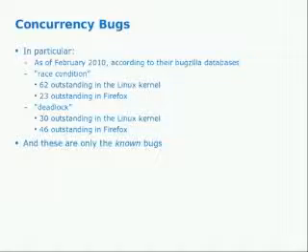So concurrency bugs are a big problem. If you go and look in Bugzilla databases in major pieces of open source software, you can get the numbers. In particular, as of February, there were 62 outstanding known race conditions in the Linux kernel and 23 outstanding known race conditions in Firefox, and 30 outstanding known deadlocks in the Linux kernel, and 46 known outstanding deadlocks in Firefox. And these are just the known bugs, so there's probably a whole bunch more.